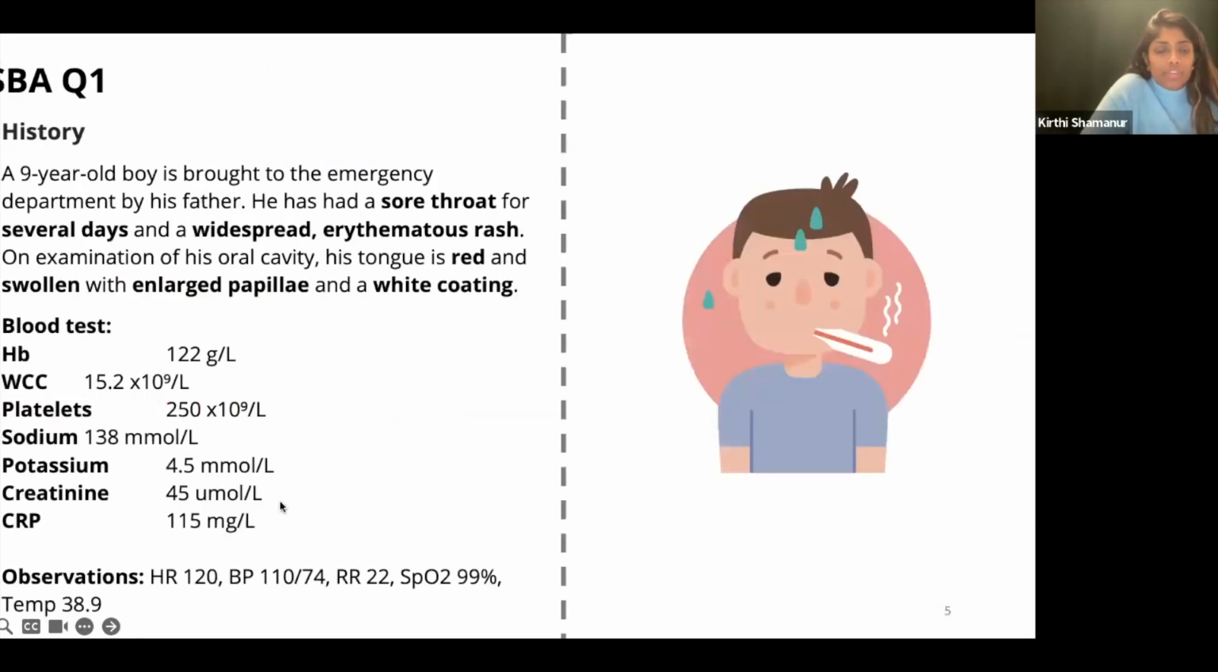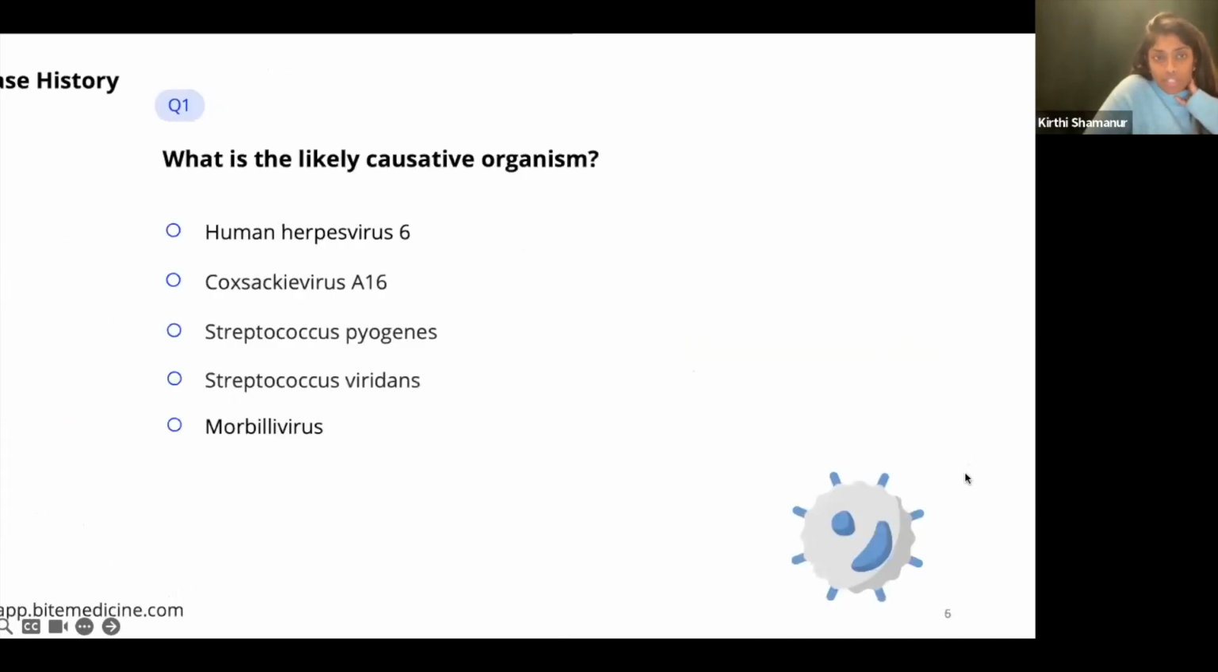So we'll go straight into it with an SBA. A 9-year-old boy comes into ED, has a sore throat for the past few days and widespread erythematous rash. Looking at his mouth, his tongue is red, swollen, there's enlarged papillae and white coating as well. Looking at his bloods, you've got them all here. Observations wise, he's a bit tachycardic and he's got a bit of a temperature as well. So our first question is, what is the likely causative organism based on the information there?